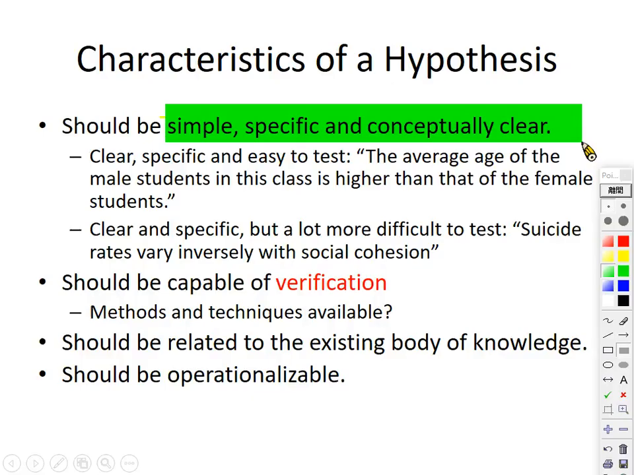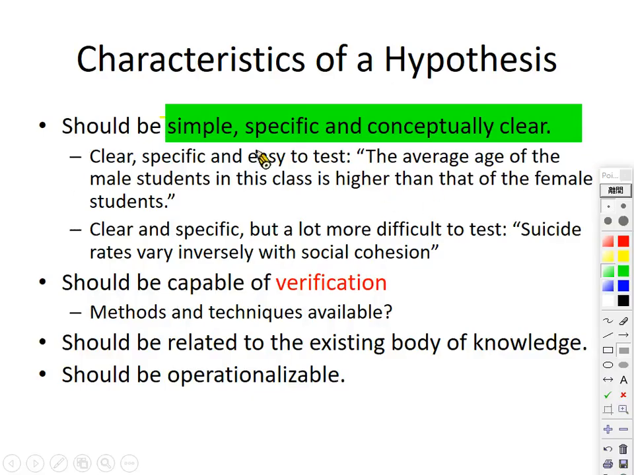For example, there is a positive relationship between the time of your study and the score you get. Clear? Simple? Specific, related to time and the score, right? And conceptually clear. I don't think there is any misunderstanding about the time of studying, or about the score in this class. So you can see that it must be clear.